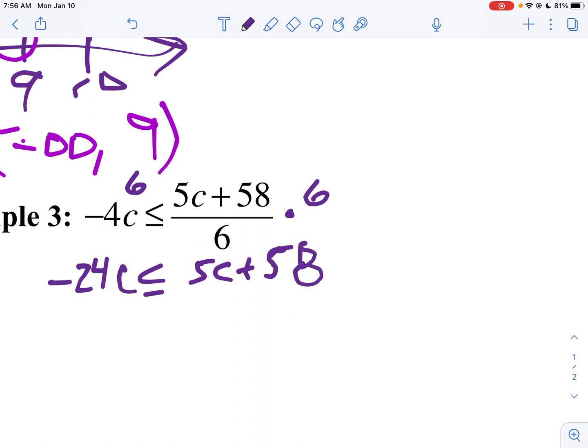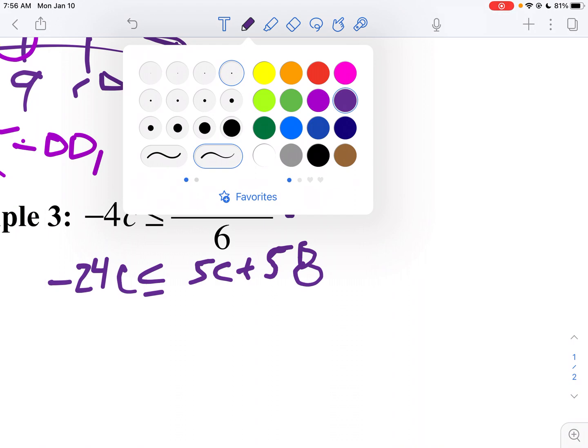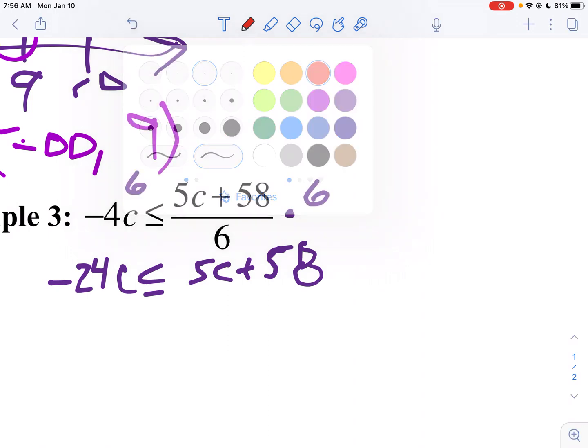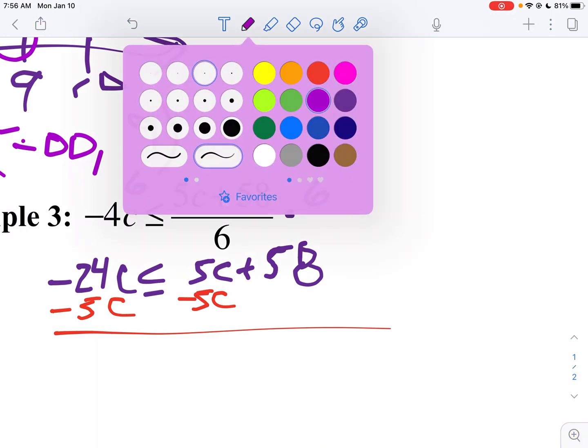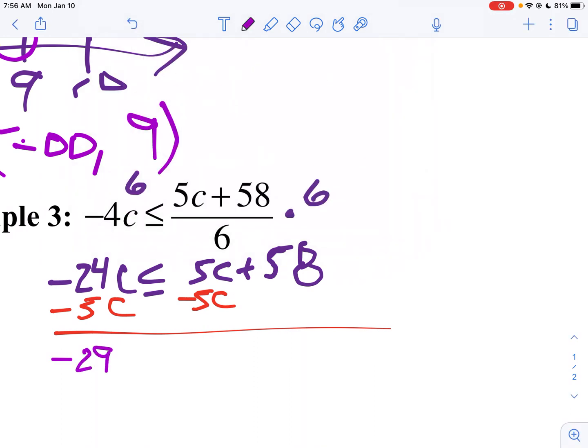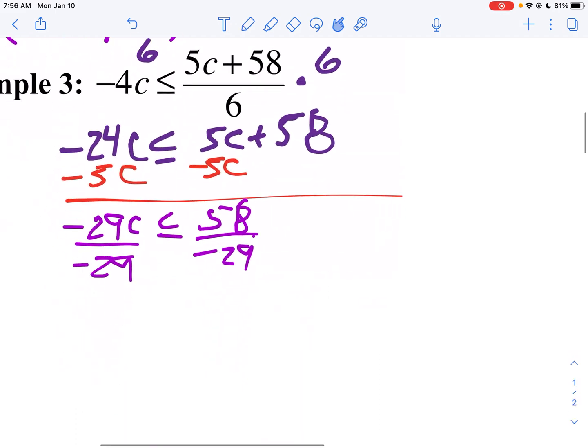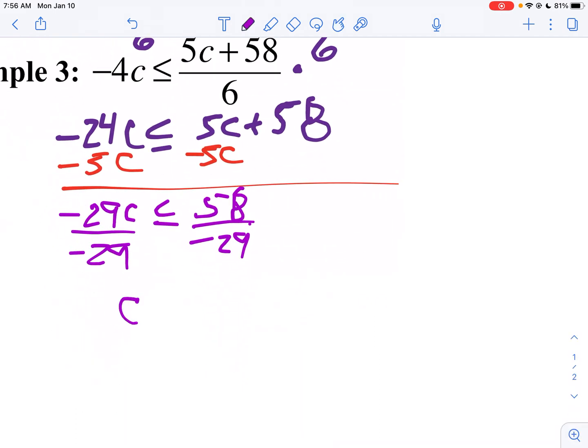Now I like to have all the c's on the left-hand side, although it doesn't really matter. So what I'm going to do is subtract 5c from both sides. So then I'm going to get negative 29c is less than or equal to positive 58. I divide both sides by negative 29. Since we divide both sides by a negative, we flip the sign. So we're going to say c is greater than or equal to, this time, negative 2.